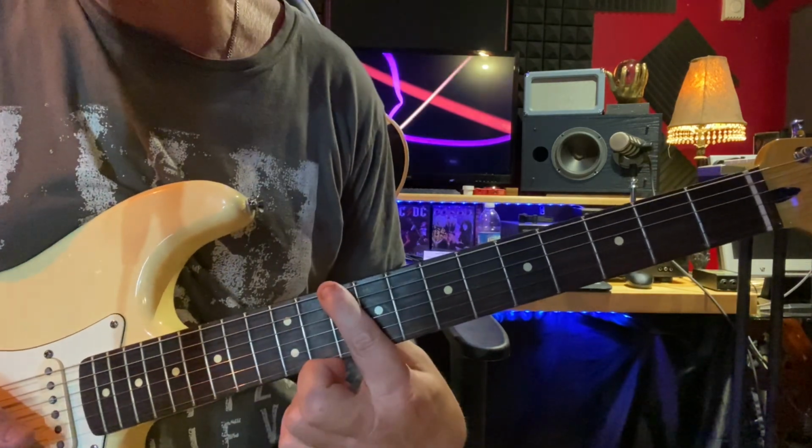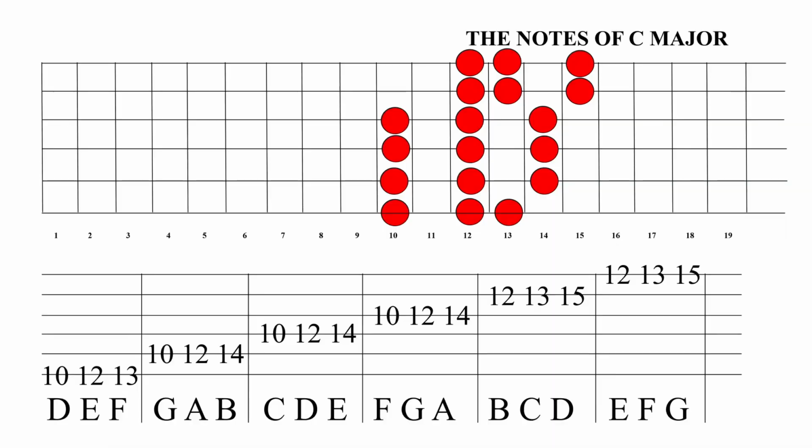And the next one is going to be a D note that we're going to start on. That's on your 10th fret here. And we're going to go alphabetical. We have D, E, and F, which is 10, 12, 13. And then we're going to have G, A, and B, which is 10, 12, and 14. This one's a little tricky.